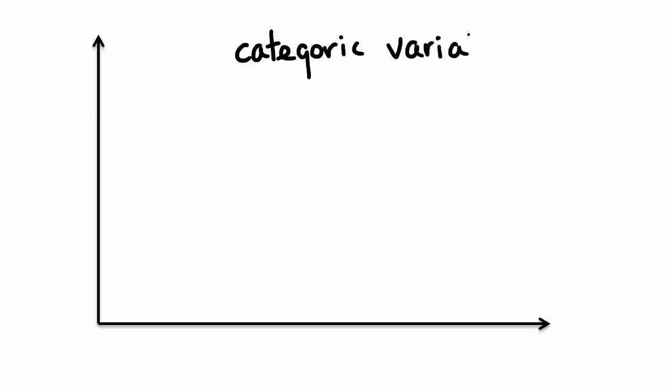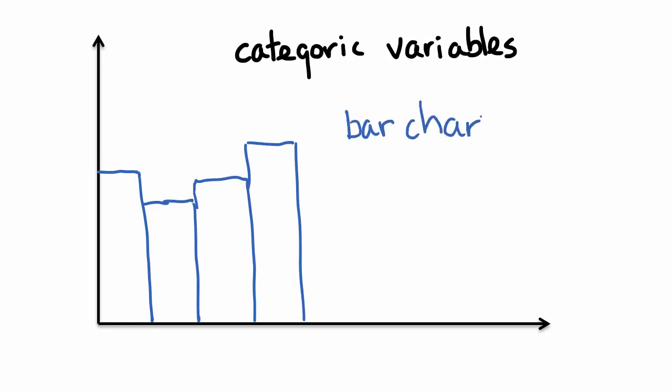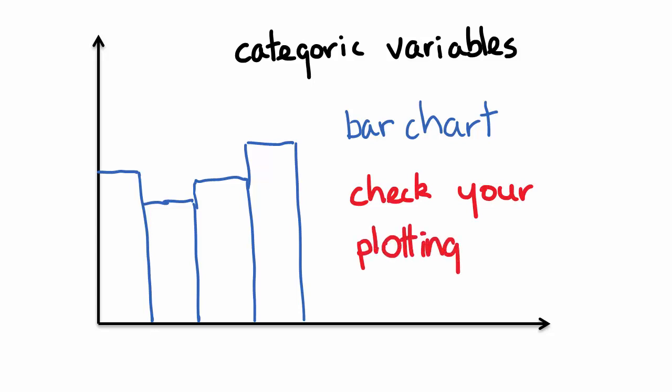If your data consists of categoric variables, then do not use a line, use a bar chart. And finally, check your plotting. You mustn't be any more than 1 millimeter off. Now we'll look at what you have to do in paper 2.